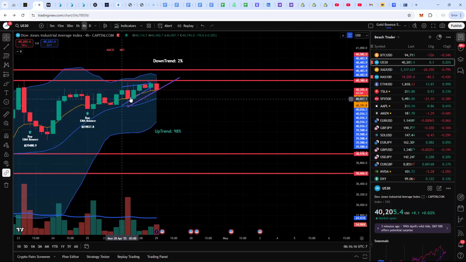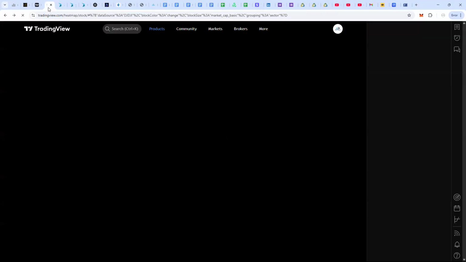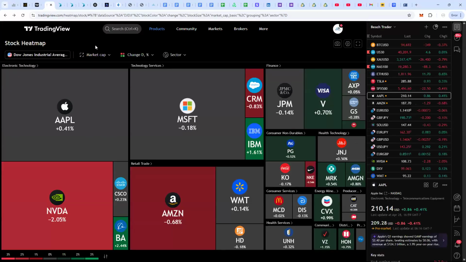This is the EMA, this orange line right here. Every time it hits, you see it going up. Looks like a good one. Let's go to the heat maps.